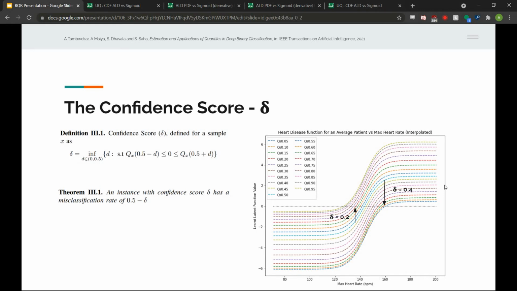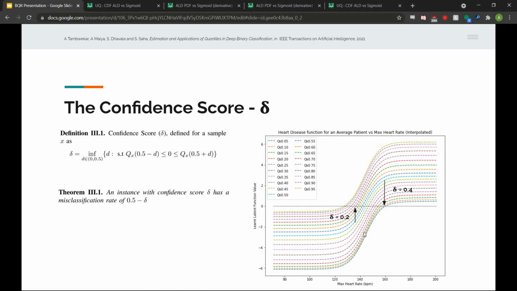So why is this confidence score delta of any importance? Well, it's because if we know delta, we actually get a misclassification likelihood of any sample. Because if you think about it, the idea behind the median is that 50% of the points lie above it, 50% of the points lie below it. Now, if that's the case, delta tells us how far away we need to move to get to the function boundary. And we already know that 50% of the points from the median are towards the function boundary.